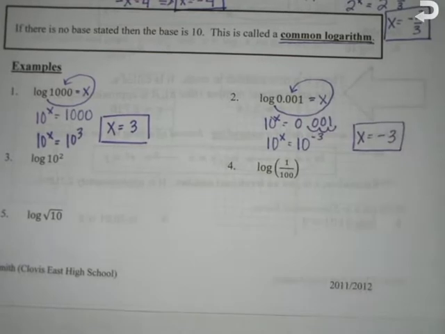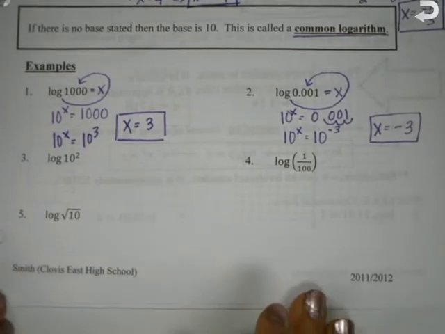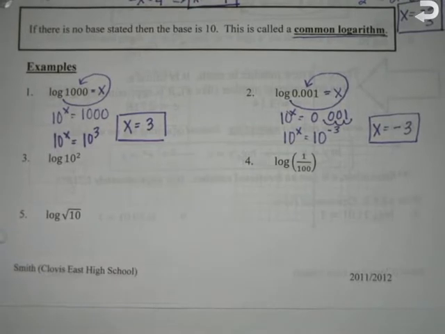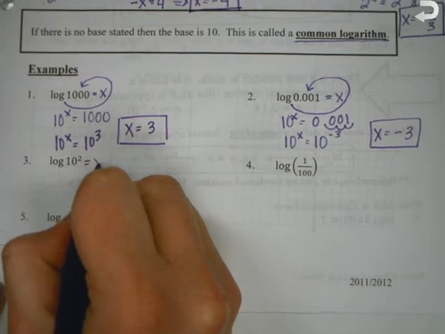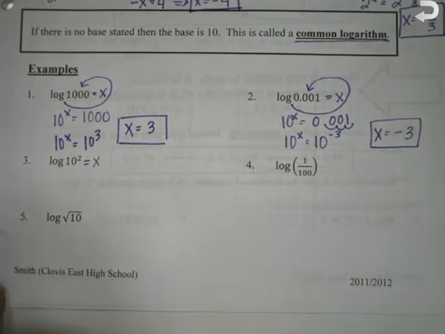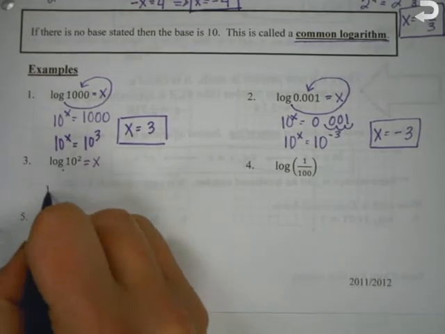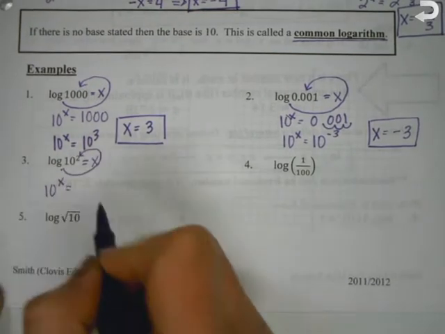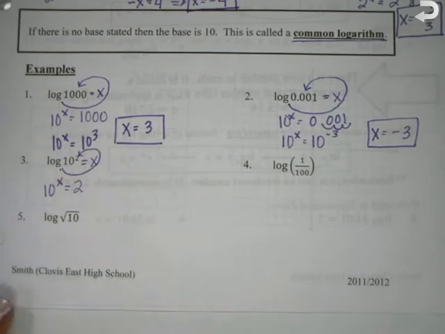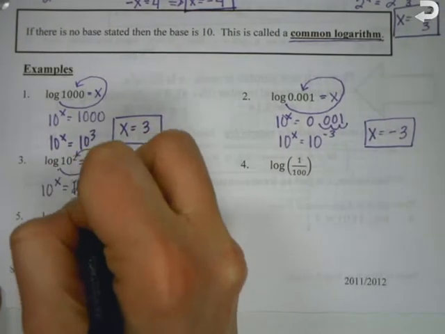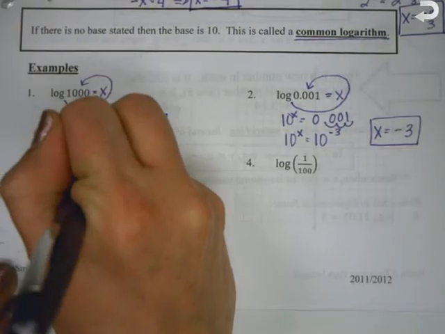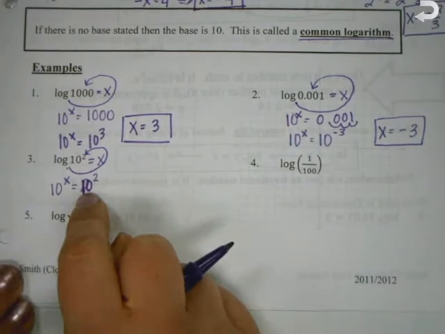So number 3. Same thing. Set it equal to x. Common base, so we assume base 10. 10 to the x equals 10 to the 2nd. Sorry. So we already have common bases, right? So we can just drop those and x equals 2.